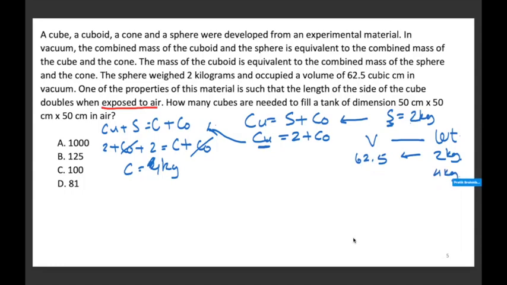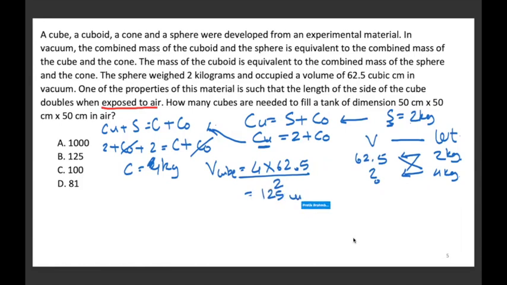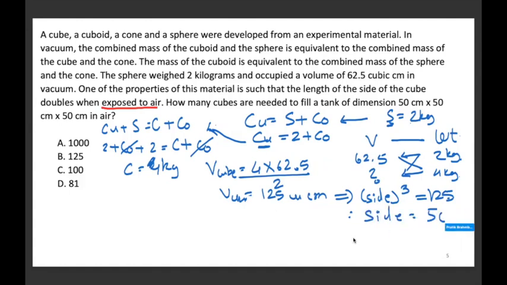So 4 kilo weight will occupy what volume? So the volume of cube will be equal to cross multiplication 4 multiplied by 62.5 divided by 2, which is equal to 125 cubic centimeters. This is the volume of cube. Now the volume of cube is side cubed, which is equal to 125. Therefore, side of the cube, which is cube root of 125, will be 5 centimeters. We now know that the cube is 5 by 5 by 5 in vacuum.